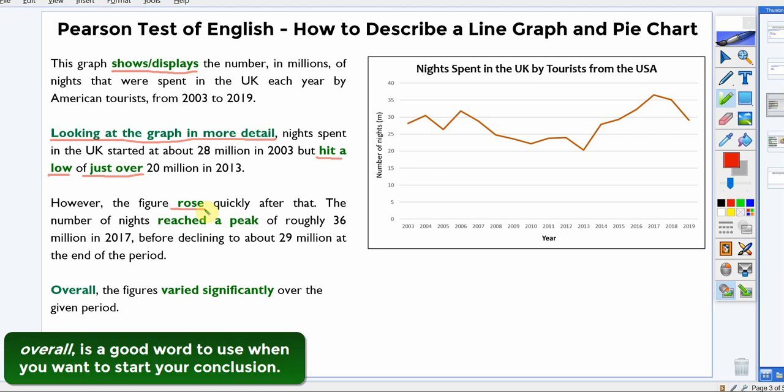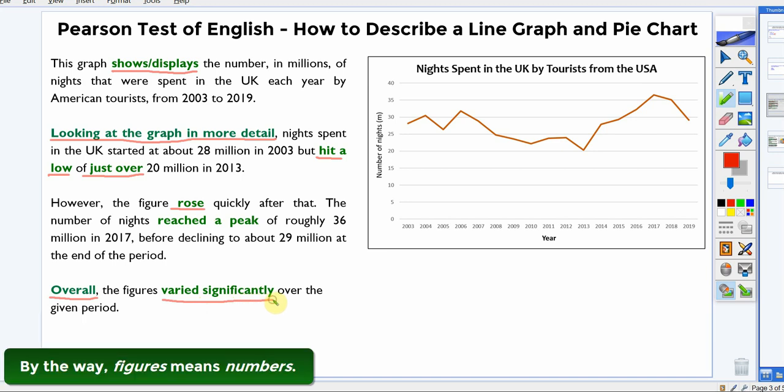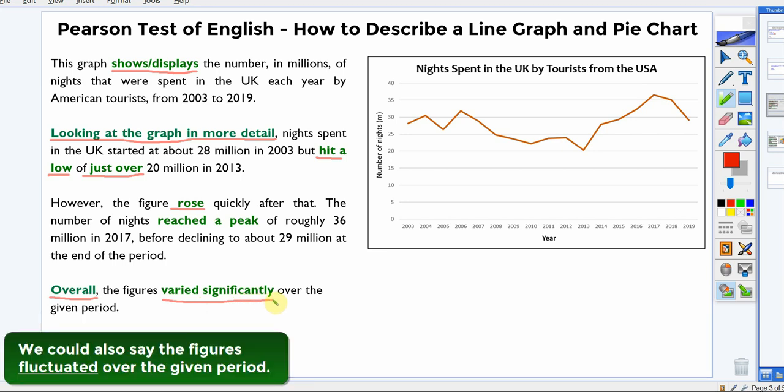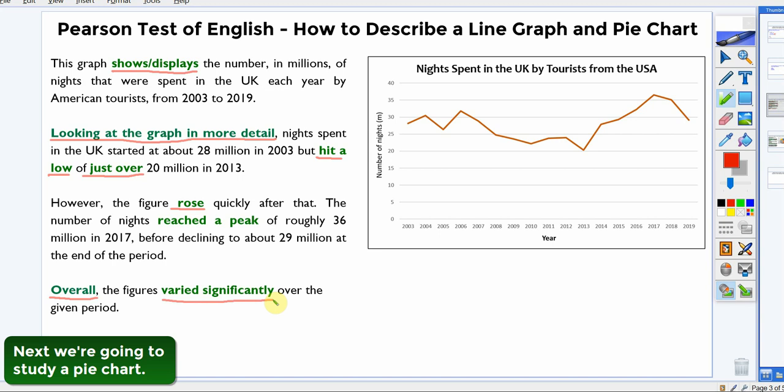Overall is a good word to use when you want to start your conclusion. If figures varied significantly, it means they went up and down. By the way, figures means numbers. We could also say the figures fluctuated over the given period. Next, we're going to study a pie chart.